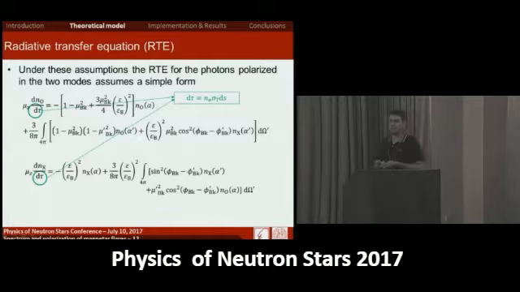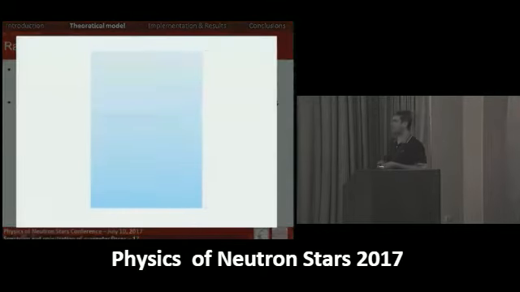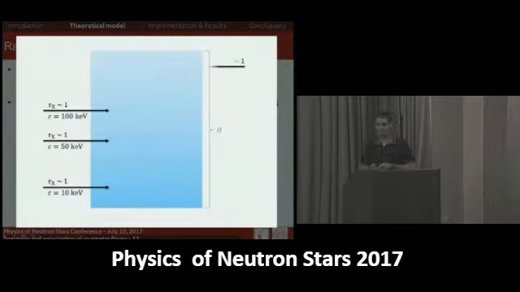But we found that solving for the Thomson depth could be a problem from a numerical point of view, due to the suppression factor I mentioned before that affects X-mode cross-sections. In fact, due to this, the propagation of photons in the fireball medium is different according to the polarization mode, with also different optical depth for ordinary and extraordinary photons. And in particular, the X-mode photosphere lies at different heights for different photon energies, while at the same time, the medium remains optically thick for ordinary photons at all the photon energies.